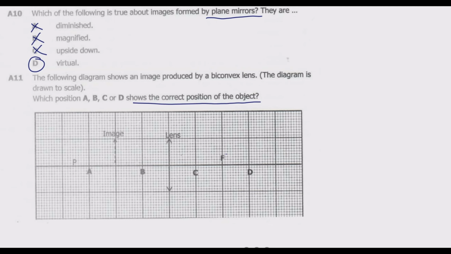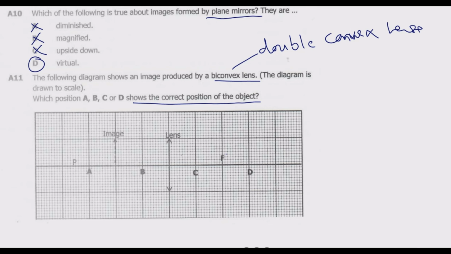Then we are told that we have a biconvex lens, which in this case means we have a double. Remember the word bi means double convex lens. So the double convex lens ensures that basically the rays of light that travel parallel to its principal axis are converged. So they converge. That's the purpose.